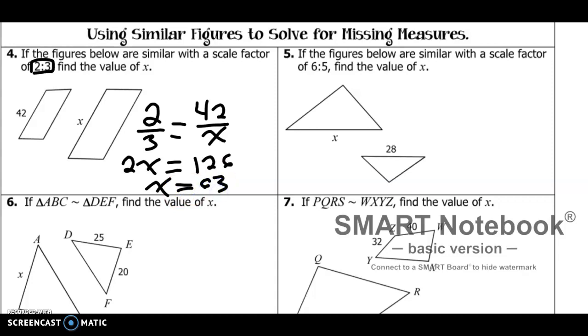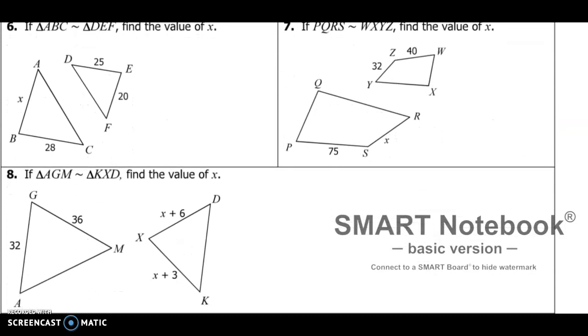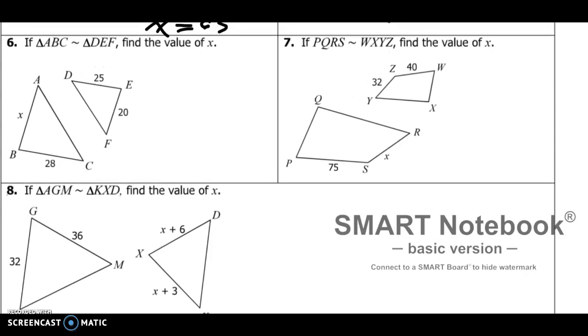I'm going to let you guys do 5. It's worked out the exact same way as that one. 28 and x, so this one would be 6 over 5. Think about which one's bigger, x or 28. Well, x is much bigger, so it goes on top. I'll let you do the math for that one. Now I'm going to help you with probably 2 more.